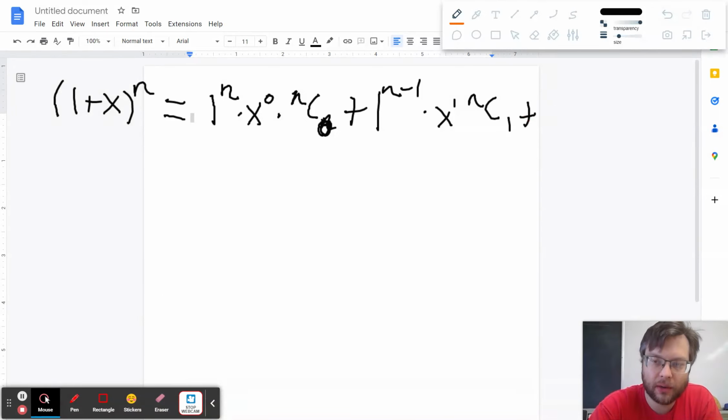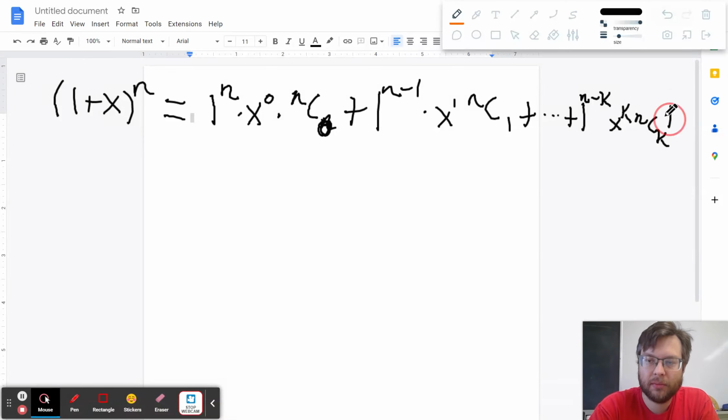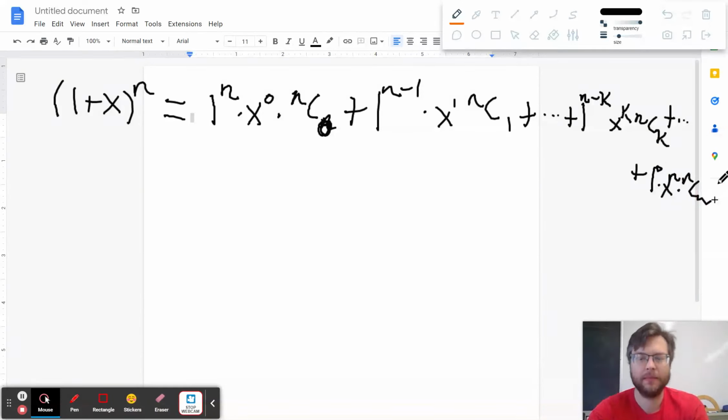This goes on in general. You can write out the general term, 1 to the n minus k, x to the k, times n choose k. That means you chose k copies of x, and you chose the rest of them as ones. And then the very last term would be sort of the opposite of the first term: 1 to the 0, x to the n, times n choose n. So that's our good friend, the binomial theorem.